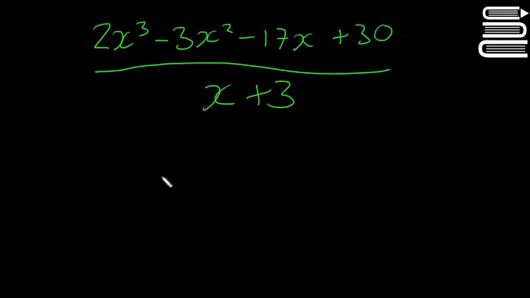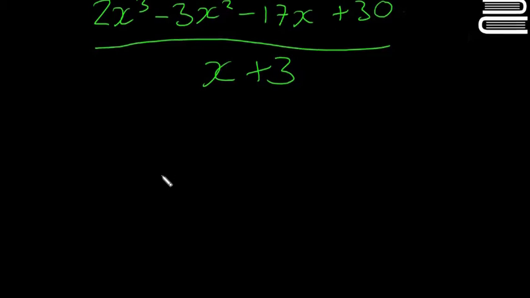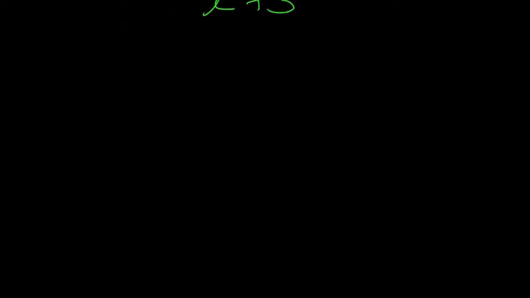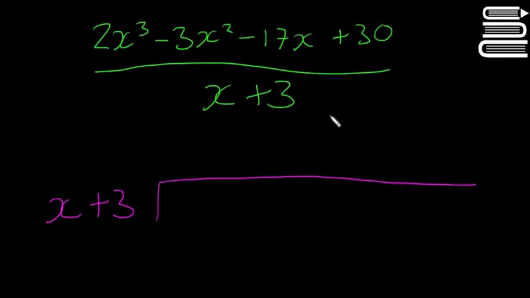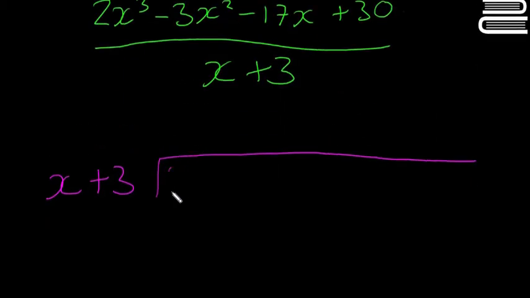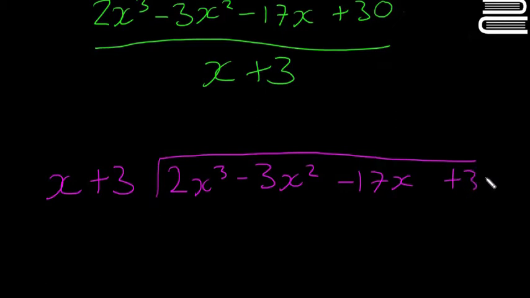This is in the lead up to another big topic we're going to do called factor theorem. So we just need to have this skill down before we move on to that. So x plus 3, like that. I'm going to redo that, sorry. And then our equation is 2x cubed minus 3x squared minus 17x plus 30.